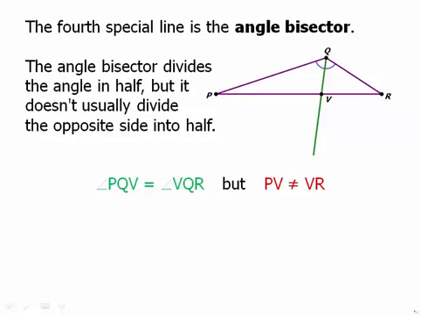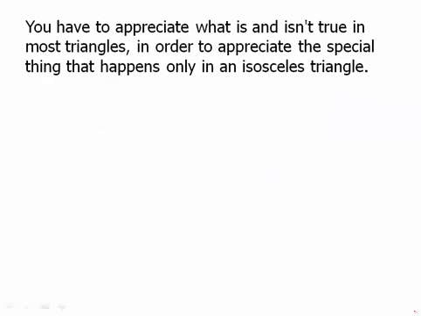So that's what's true in a general triangle. In a general triangle, on any side and opposite angle pair, we can construct these four lines: the altitude, the perpendicular bisector, the median, and the angle bisector, and they are four different lines doing four different things in a general triangle. You have to appreciate what is and isn't true in most triangles in order to appreciate the very special thing that happens only in an isosceles triangle.